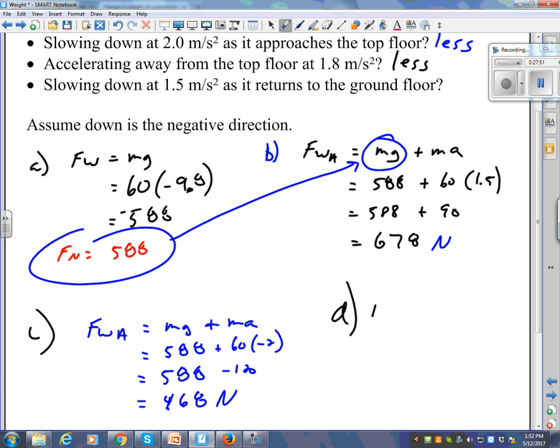Write the same thing. F_WA. What does it stand for? Apparent weight force. Mass times gravity. Mass times g.